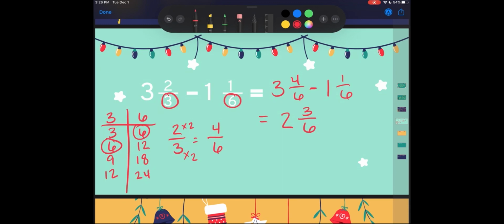So now, just like before, if we've got an answer we can simplify, we should simplify it. Always simplify if you can. 3/6 can be simplified, right? 3 and 6 can both be divided by 3 because they're both multiples of 3. Well, 3 divided by 3 is 1. 6 divided by 3 is 2. So instead of it being 2 3/6, it can be simplified to be 2 1/2. So 2 1/2 is our final answer.